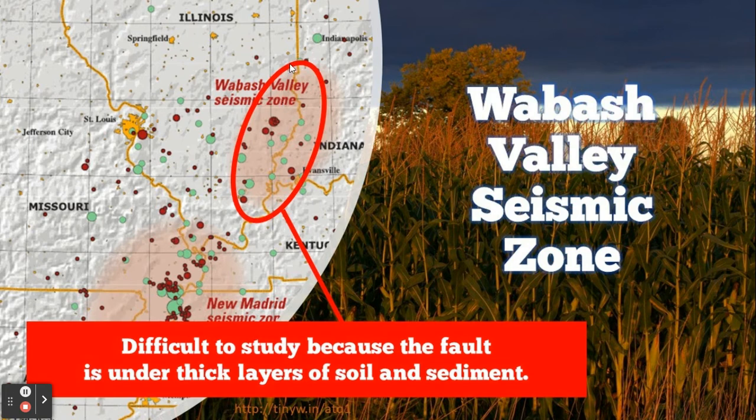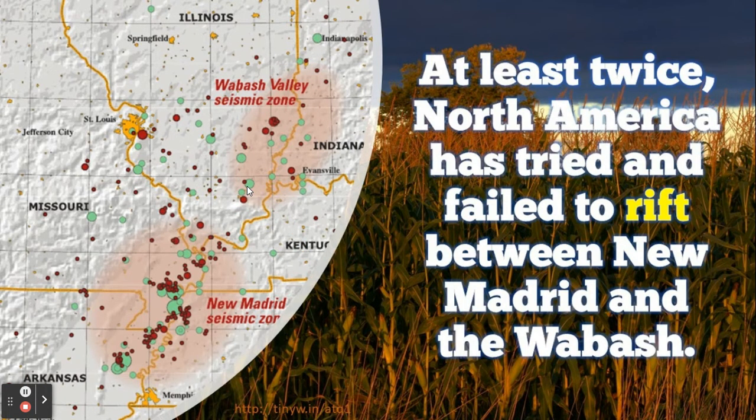Now, it's actually a very difficult place to study rifting and faults because it's under a very thick layer of soil. The soils in this area are several hundred feet thick. It's not like the fault is exposed. That's an awfully thick layer of soil to do any kind of digging and expose it so you can study it. Pretty much it has to be studied with things like ground penetrating radar. We can't actually go and look at the fault directly.